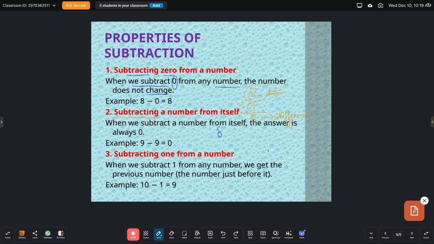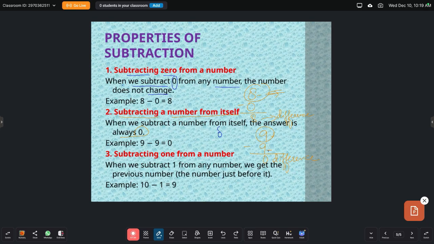Now move to the next property. It is subtracting a number from itself. Look here. When we subtract a number from itself, the answer is always 0. For example, here we have 9 minus 9. When we subtract this 9 from itself, the result, the difference, is always 0. Let me repeat it.